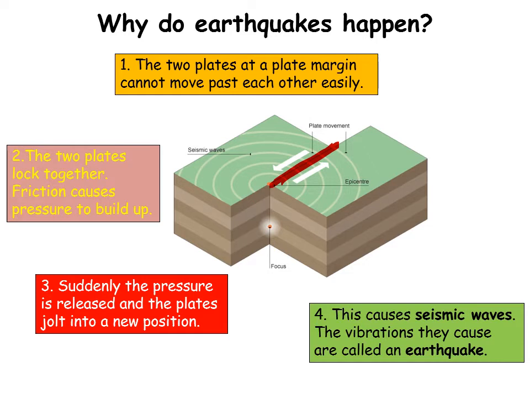Imagine your hands rubbing against each other. There's going to be friction generated there, and they're going to get stuck, and eventually one is going to jolt, and that pressure is then released and the plates jolt into a new position. That gives us the seismic waves coming out, and these vibrations cause our earthquake, and we have the focus inside the crust and the epicenter on the surface. Check you've got the right answers, and if not, correct those so you've got them in the right order.